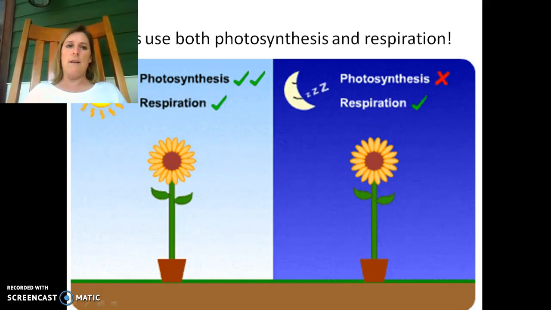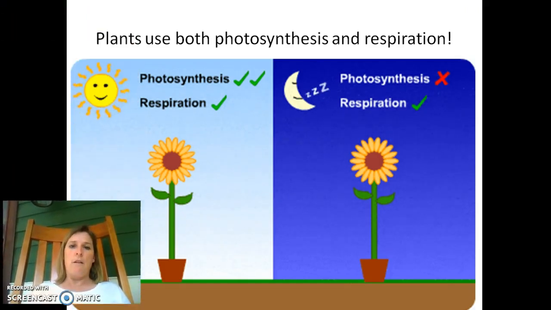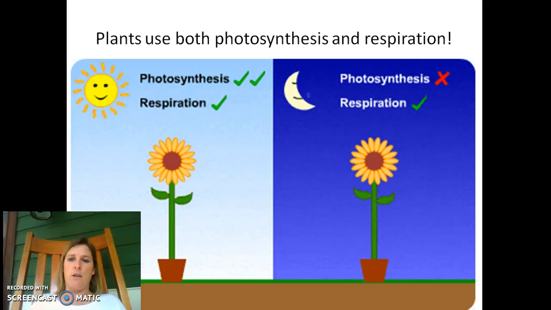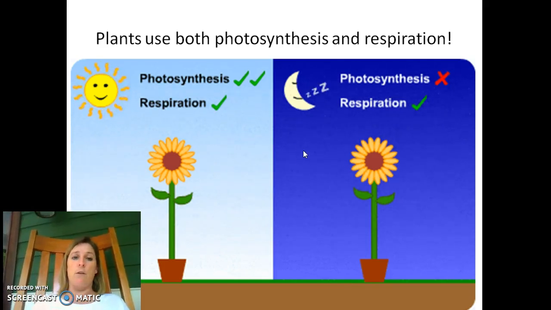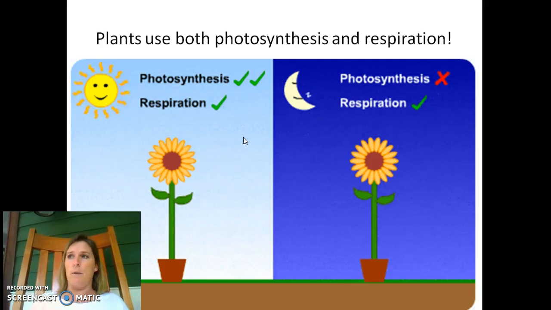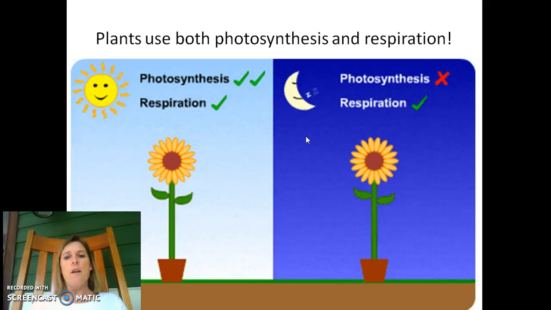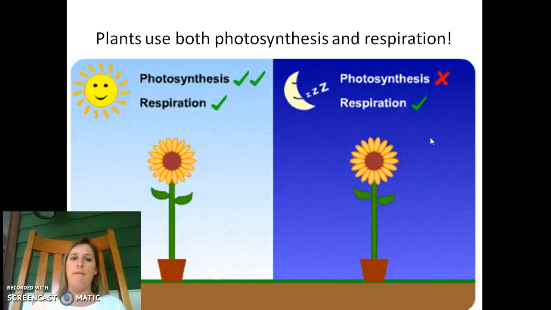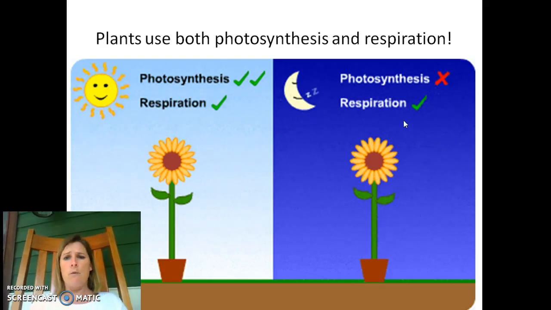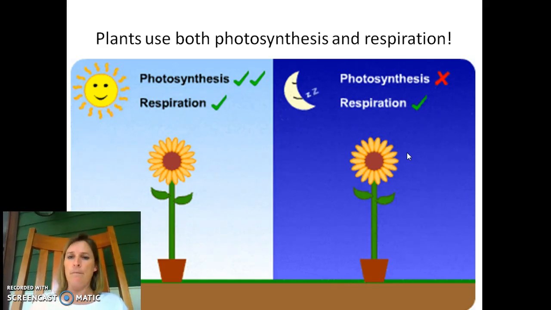Now, plants actually use both photosynthesis and respiration. Photosynthesis takes place during the day when it has access to sunlight, and respiration will also take place during the day. Respiration is needed by the plants to break its food down for energy for itself. And then in the evening or nighttime hours when it's dark, we can't have those light reactions taking place. Respiration will be the only process that takes place for using energy.